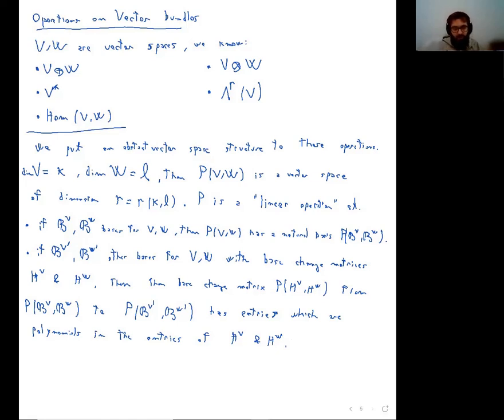So this is kind of just a very abstract way to see all these basic operations that we already know for vector spaces. What we want to do is transfer all these operations to vector bundles. And the reason we're doing it in this abstract way is that we don't need to do it individually for each one of them. We just have this general structure and we can move all this structure to vector bundles.